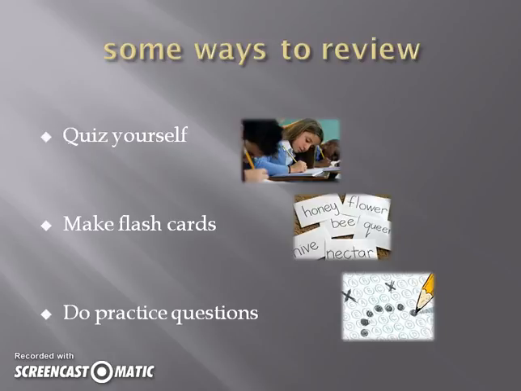Now here are some ways to review. First, make flashcards. This is a good idea. After you have taken notes in class, use the information on the flashcards: turn the statements into questions, and write the answer on the other side.